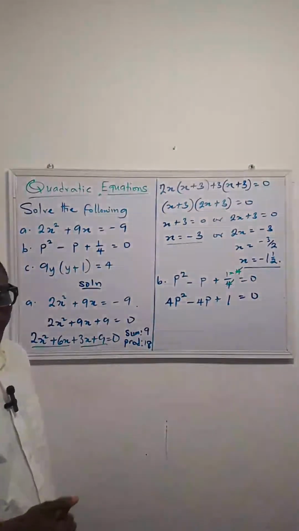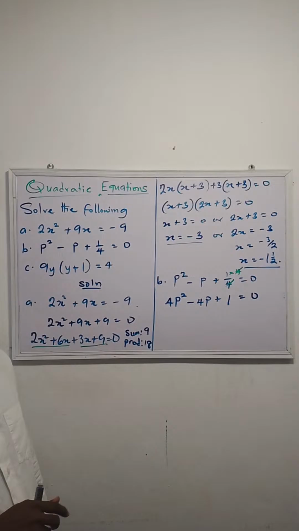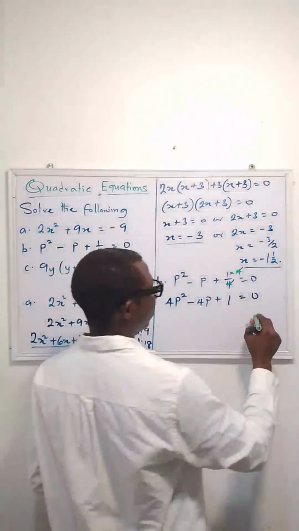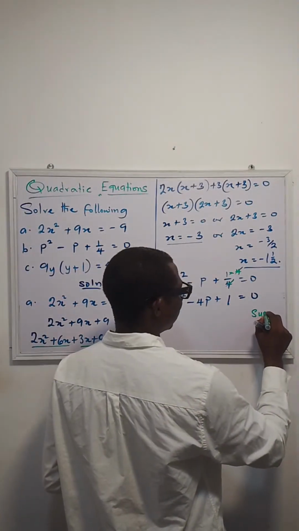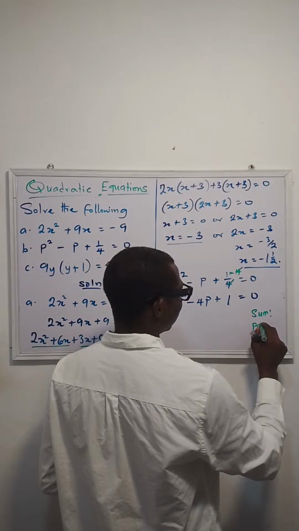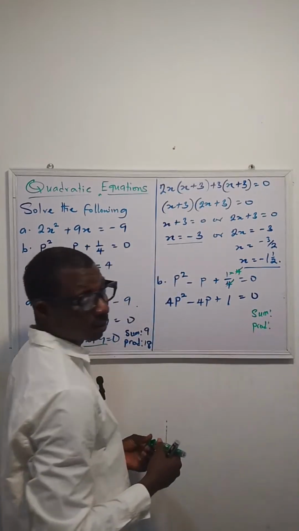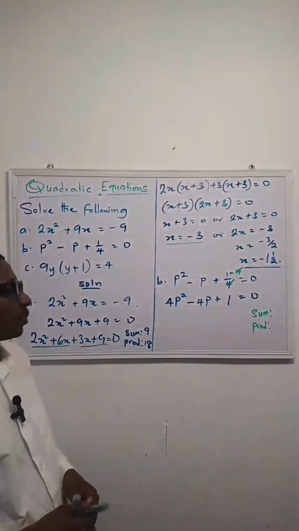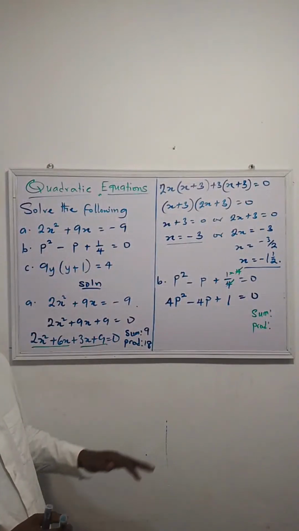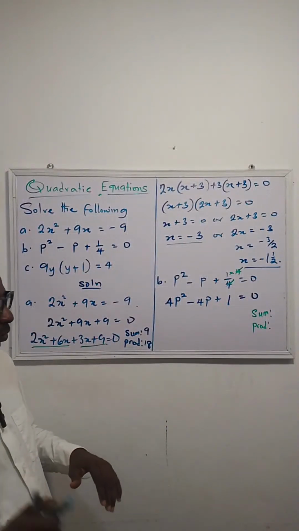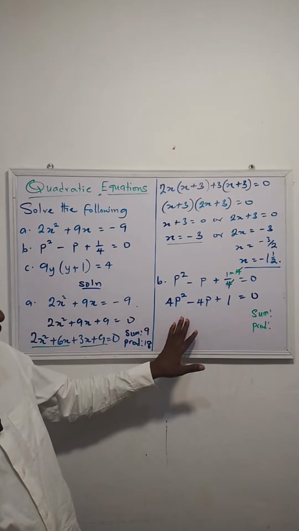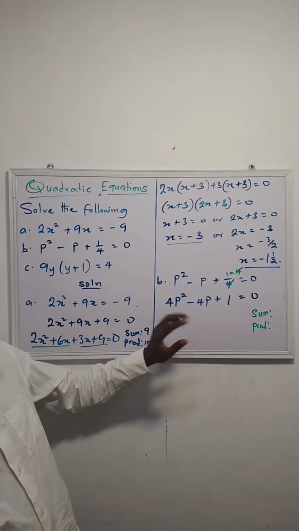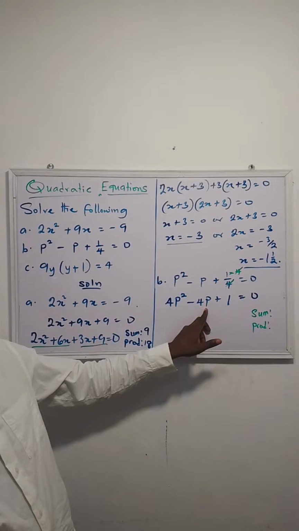All right, so I think now every one of you can see the sum and product clearly. Okay, so can you tell me what the sum is now? What's going to be the sum and what is the product? If you know the answer, I want you to drop that in the comment section. Okay, so the sum is the coefficient of p.